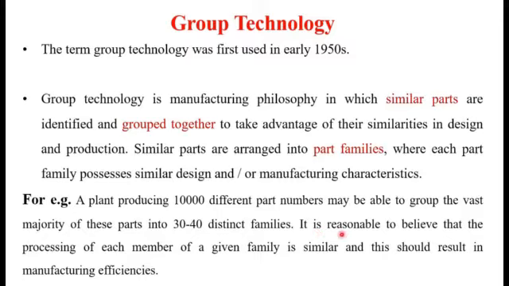It is reasonable to believe that the processing of each member of a given family is similar, and this should result in manufacturing efficiencies. So to improve manufacturing and production efficiency, similar parts are grouped together. These 10,000 parts can be grouped into 30-40 part families. This is called group technology.